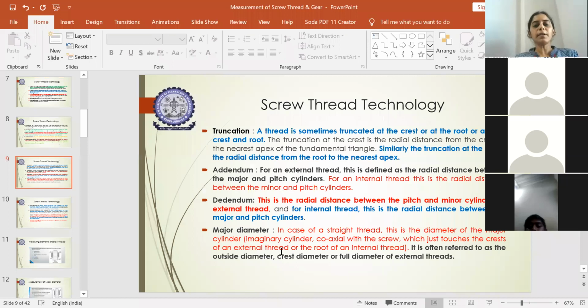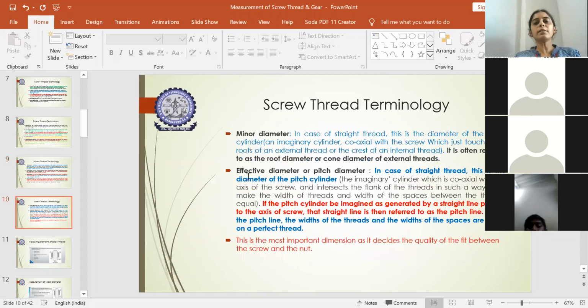And major diameter I explained to you already, which touches the crest of the internal thread or the external thread. This is also called the major diameter. The minor diameter is the diameter we get when it touches the root of the external thread or the internal thread. Along with this, you should know what you mean by the effective diameter.